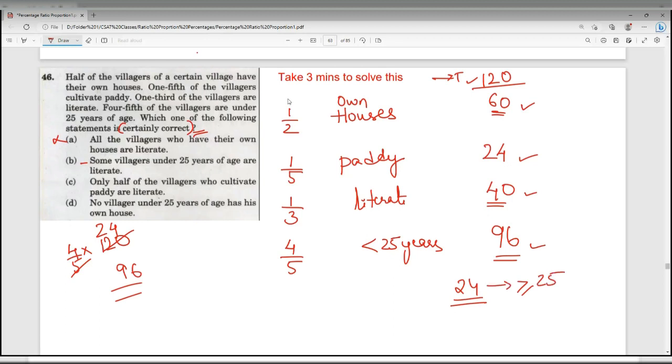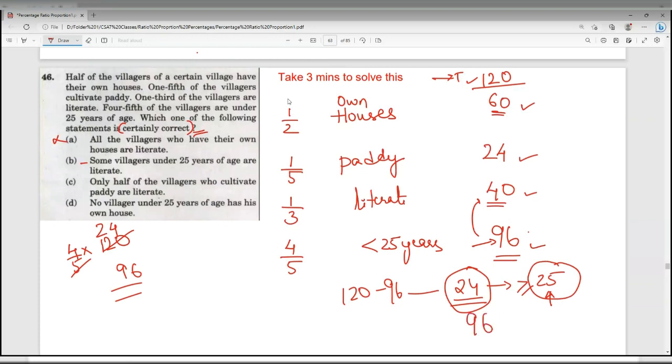How do I get 24? That is 120 minus 96. So 24 people are greater than or equal to 25 years of age. And now, the number of literates is 40, so we cannot say all the people who are 25 or more are literate. So there should be some people in this 96 who are literate, because there will be some overlap here, because there are more than 40. Even if all the 24 are literate, still there will be some people out of the 96.